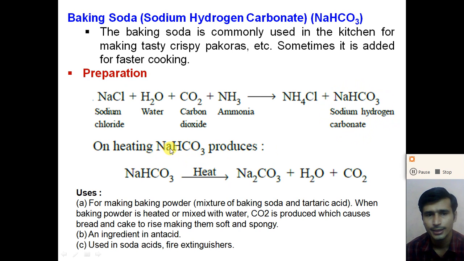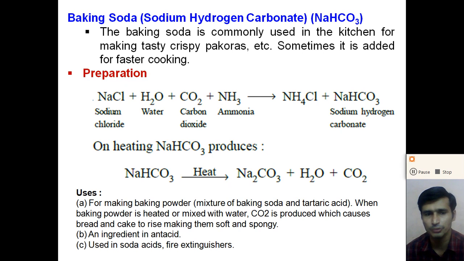On heating, NaHCO3 produces Na2CO3, sodium carbonate, water and carbon dioxide. So when we heat baking soda, NaHCO3, we get sodium carbonate Na2CO3, water H2O and CO2 gas. Now what is the use of this baking soda?